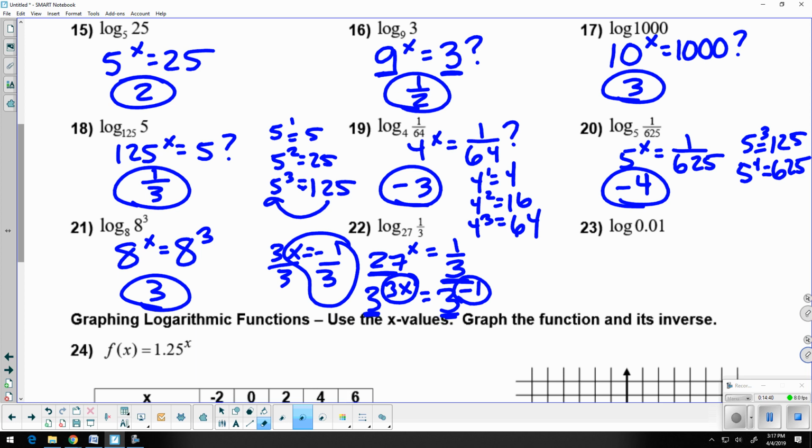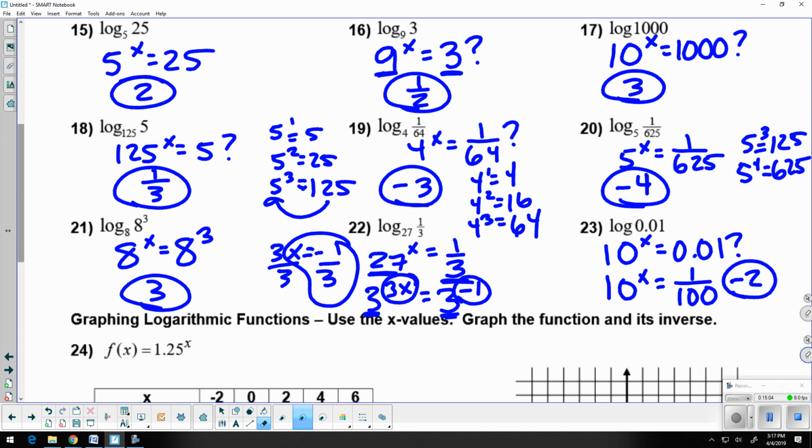All right, 23, for this one, log of 0.01. So that question is 10 to what power is 0.01? I'm going to change that to a fraction. So what is 0.01? Well, how you read that, it's 1/100th. So again, I know that 10 squared is 100. So if I want 1 over 100, I need a negative exponent, negative 2. So log of 0.01 would be negative 2.